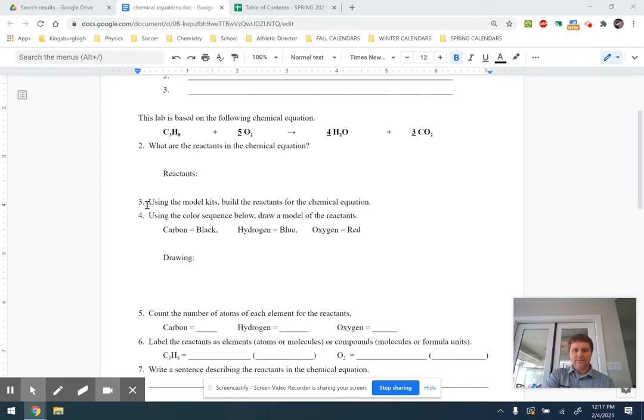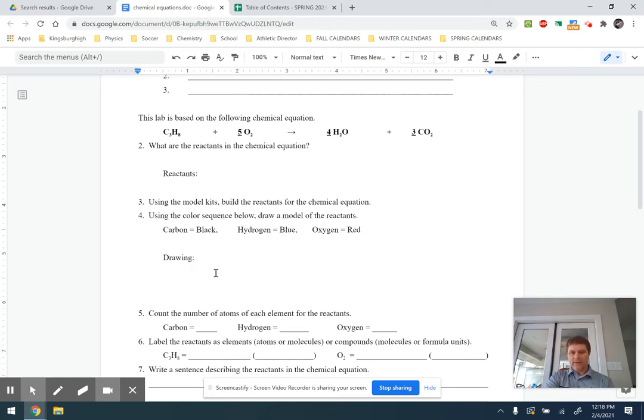Then in step 3, using the model kits, build the reactants. Notice it's just the reactants. So when you build it, you're going to build one C3H8 molecule and 5 separate O2 molecules. Now, in the model kits, the C's are black, the H's are white, and the O's are red, but we can't draw white on white. We won't be able to see it.